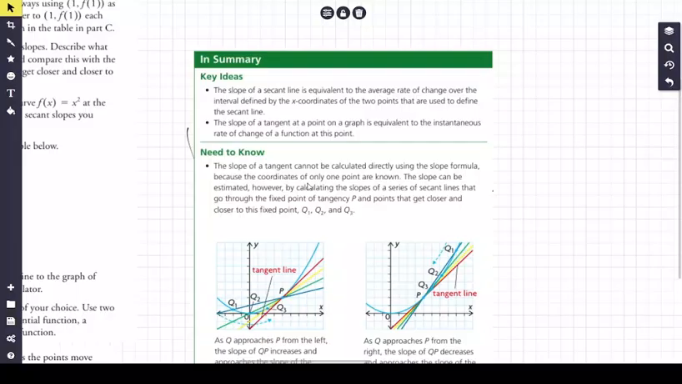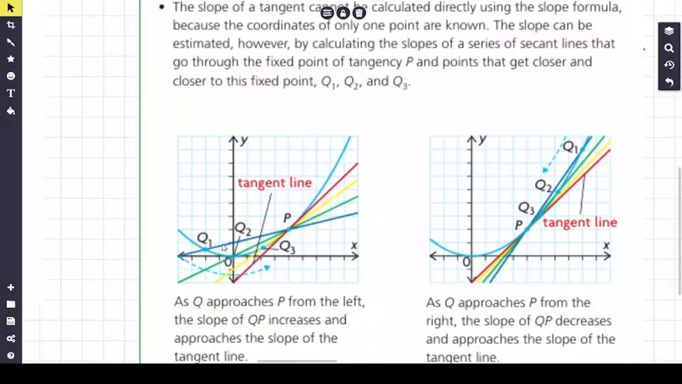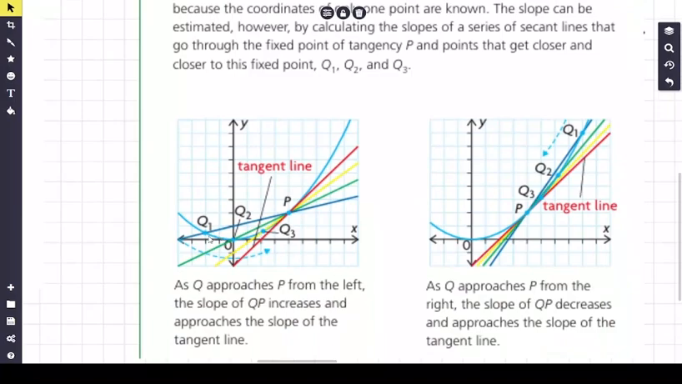However, the slope can be estimated by calculating the slope of a series of secant lines that go through a fixed point of tangency P and points that get closer and closer to this point. So basically P plus 1, P plus 0.1, P plus 0.01, and then P plus 0.0001. And this is basically telling us we can do both from the left and from the right. So as Q approaches P from the left, so this is Q1, Q2, Q3, we can see Q3 is pretty close to P, it's much closer.